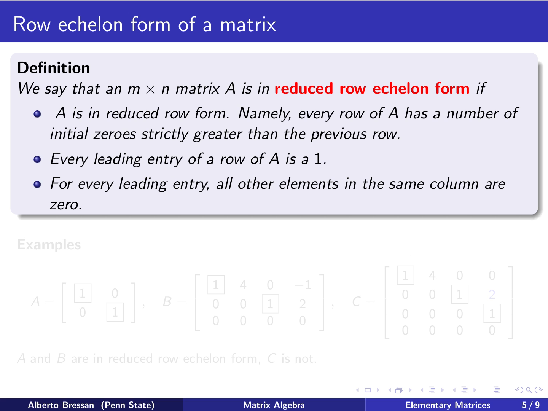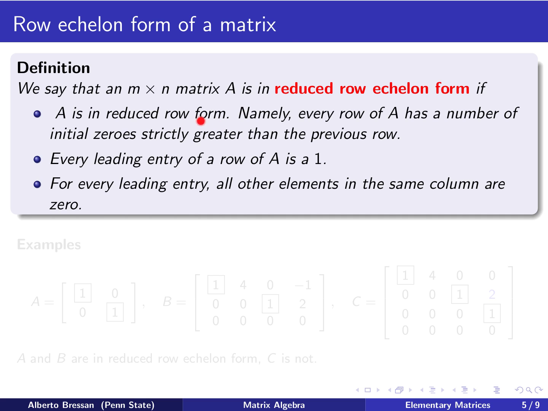Okay, so let's introduce another definition. We call it a reduced row echelon form. It's a step further than a reduced row form. Okay, so the definition is the following. An m by n matrix A is called in reduced row echelon form if all three of the following are true. 1, A is in reduced row form.